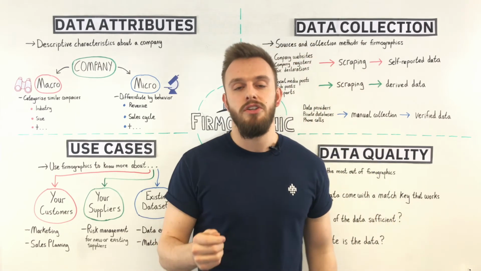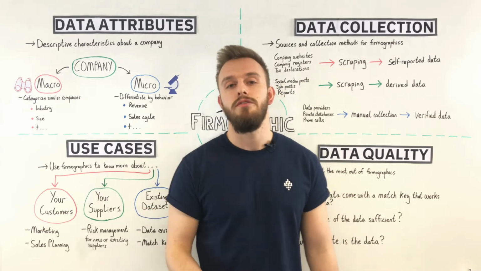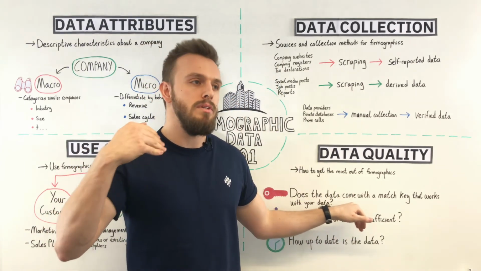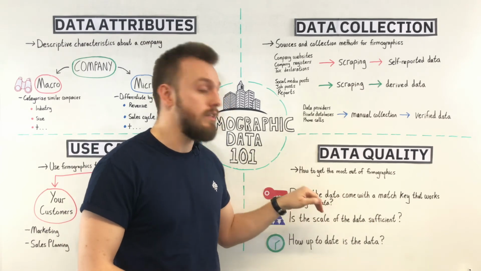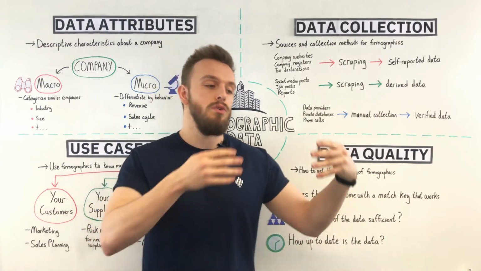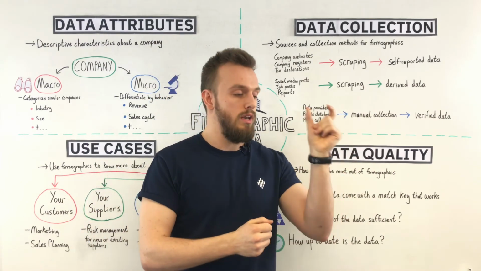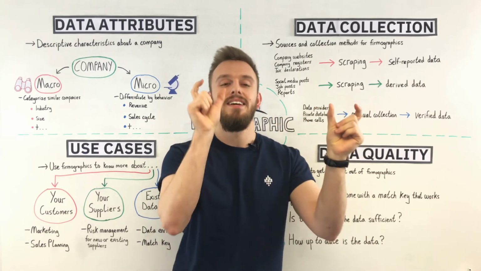Now, when it comes to match keys, there are various different types. And so when you're assuring the quality of any firmographic data you're getting, you need to make sure that the data you're acquiring has a match key that will fit with the data that you're buying. In this way, you can properly align the different data sets that you have. So for example, you can align your intent data with the contact data and the company.